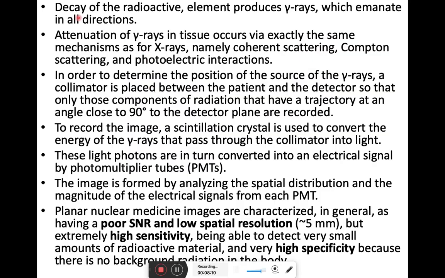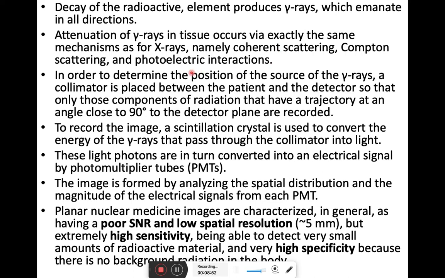Now, about the decay of the radioactive material. It produces gamma rays, and they will emanate and scatter in all directions. The attenuation of gamma rays in tissues happens exactly the same as the X-rays that we have learned. So we know that it will have photoelectric interactions as well as Compton scattering, which we discussed previously in chapter 4. We also have coherent scattering, but this one we omit from our discussion.